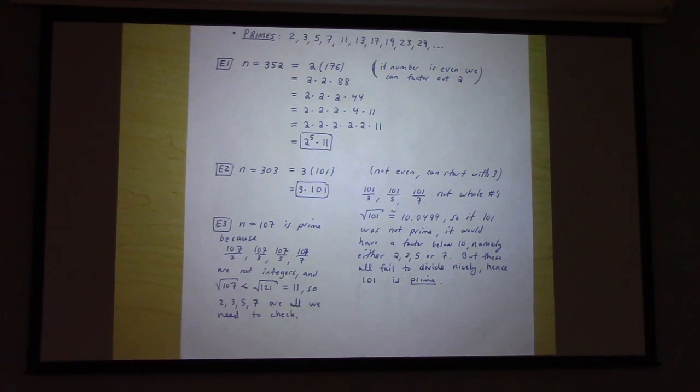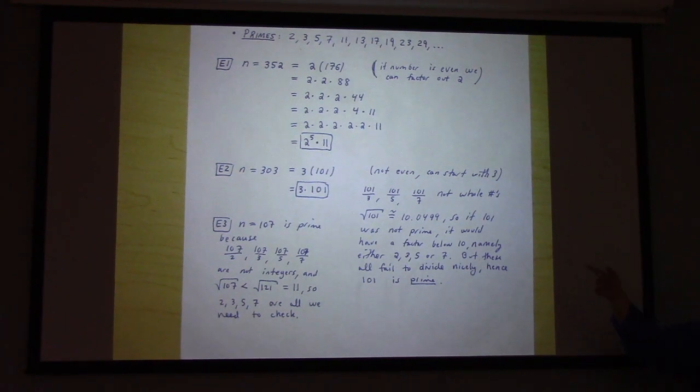Let's see here. This one's a little more interesting. Example 2, we take 303. So that one's not even, right? So 2 is not a divisor. The next thing to check is 3. Does 3 divide 303? I think you can see it does, right? 3 times 101 is 303. So that means 3 is a divisor.